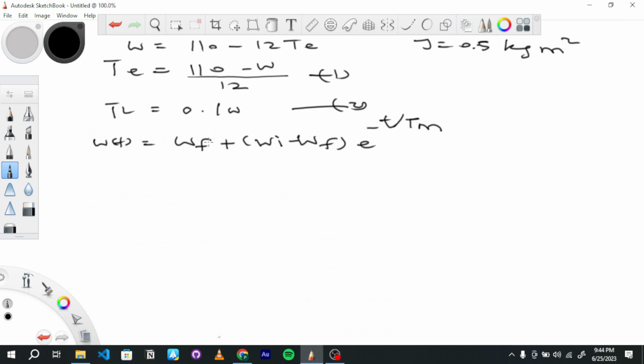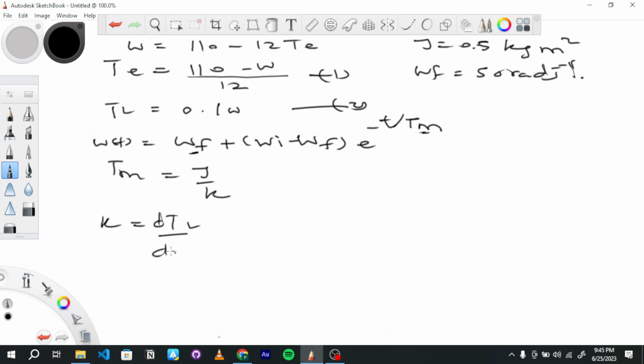And we said to be able to find this, I must find what m is. I know what omega f is. I just found omega f to be 50 rad per second. I must find tm. Tm is what? J over k. I must find k. K is what? K is dTL d omega minus dTe d omega.